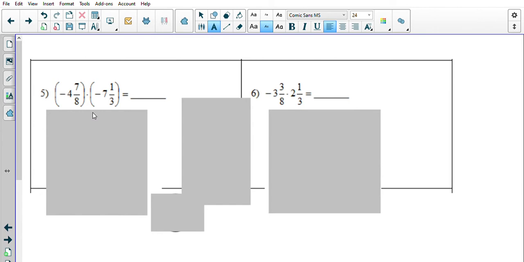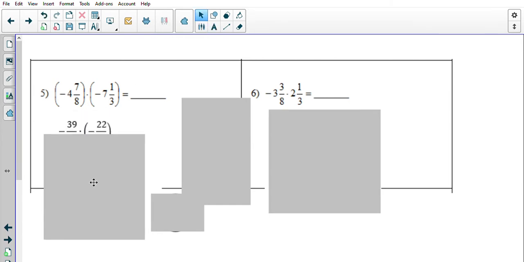And then for 7 and 1/3, I'm going to multiply 3 by 7 to get 21, plus 1 is 22. Ignore the negative when I do that. Like I've seen students say, oh, 3 times negative 7 is negative 21. Negative 21 plus 1 is negative 20. Ignore that negative. You just do 7 and 1/3, which is 22/3, and tack that negative on the front.